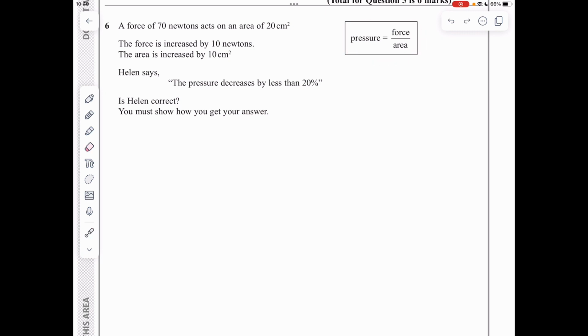So starting with the original pressure, it's going to be the 70 newtons divided by the 20 square centimeters, which gives an answer of 3.5 newtons per square centimeter. And then moving on to the new pressure, that's going to be 80 newtons because the force has increased by 10 newtons, divided by 30, which is the new area. This turns out to be 8/3 newtons per square centimeter.